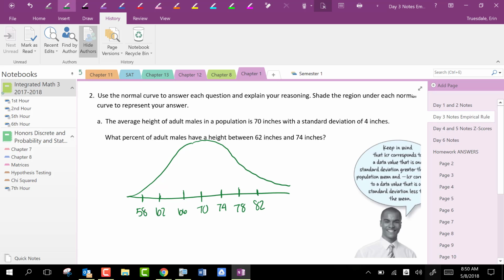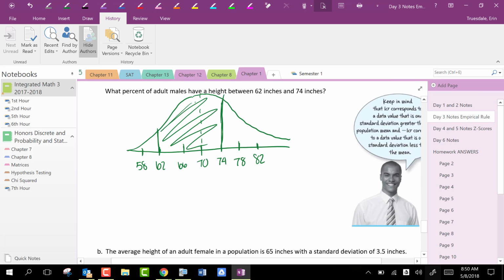Okay, so now I'll read the question. It says, what percent of adult males have a height between 62 and 74? So this is the mean, and I want between 62 and 74. I want that shaded part. How do you think I need to go about doing this? Can we add all the pieces together? Okay, so what's between 70 and 74? 34%. So 34% here. What's between 70 and 66? 34. And then 66 and 62 is 13.5%. So then I can add 34, 34, and 13.5 and get 81.5%.